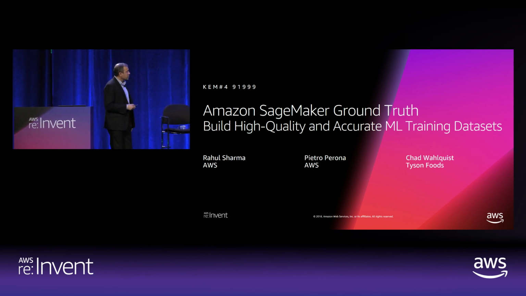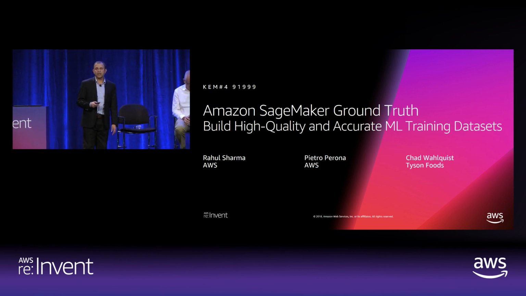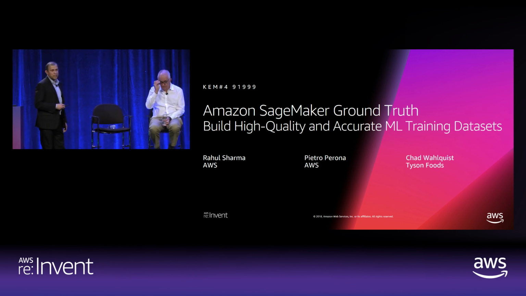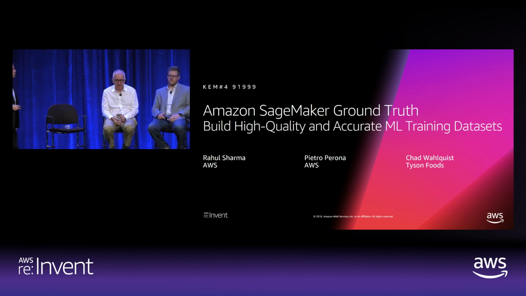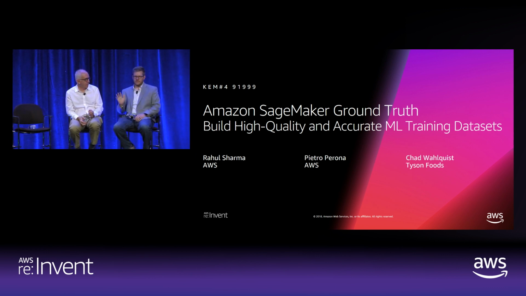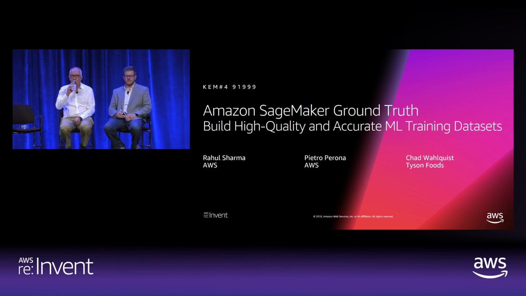Now, before I do that, let me introduce myself. I'm Rahul Sharma. I head this project initiative. With me, I have Professor Pietro Perona. He is a lead scientist on the project. And we have Chad Valquist, who is from Tyson Foods. He is one of our customers.